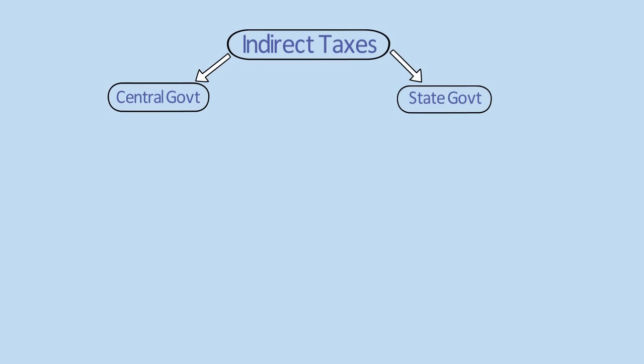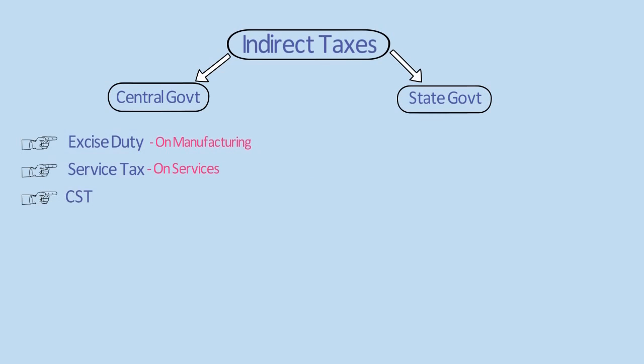Some major indirect taxes levied by the central government are excise duty. It is charged on goods produced or manufactured in India. Service tax, it is charged on provision of services. Central sales tax or CST, it is charged on interstate sale of goods, that is when goods are sold from one state to another. Custom duty, it is levied on imports and exports of the goods.